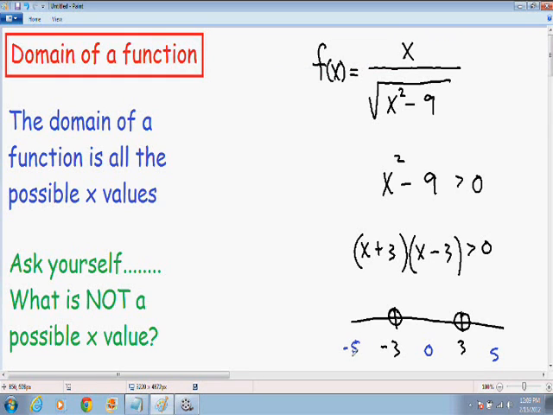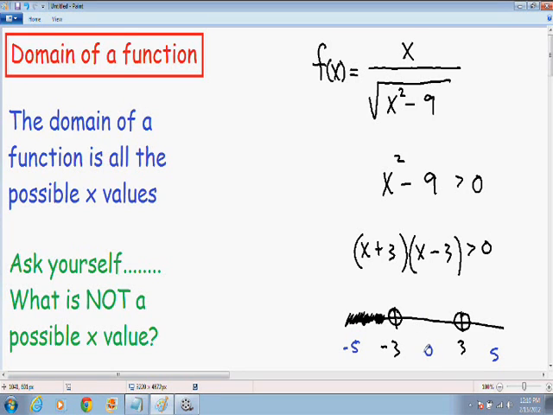And the first thing I'll do is I'll test my point negative 5 and plug that in for x. If I plug negative 5 in for x, I get negative 5 plus 3, which is a negative number, multiplied by negative 5 minus 3, which is also a negative number. A negative times a negative is certainly a positive, and a positive number is certainly greater than 0. So that makes the inequality true. So I can color in the entire interval where negative 5 is, because that makes the inequality true.